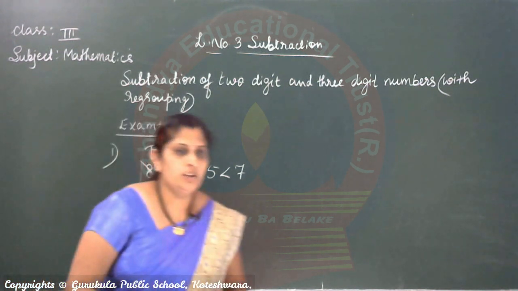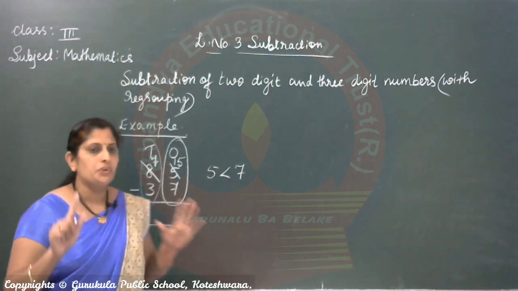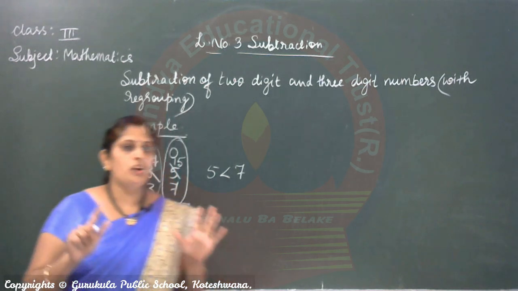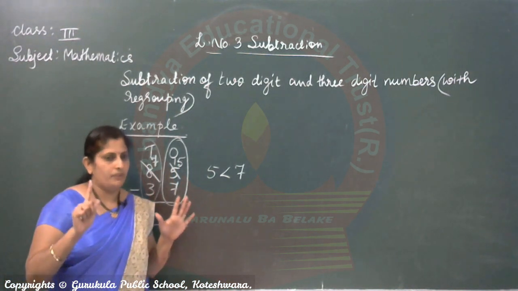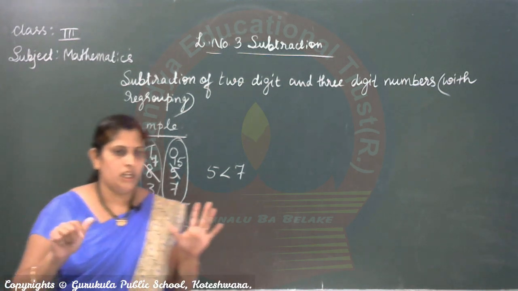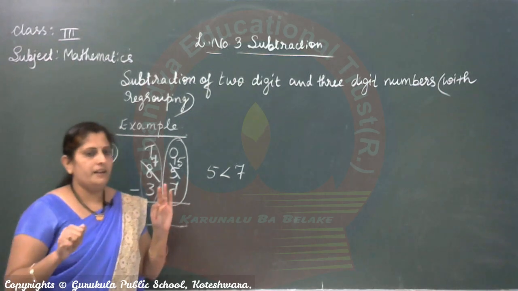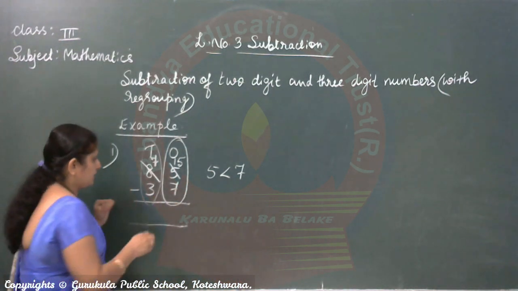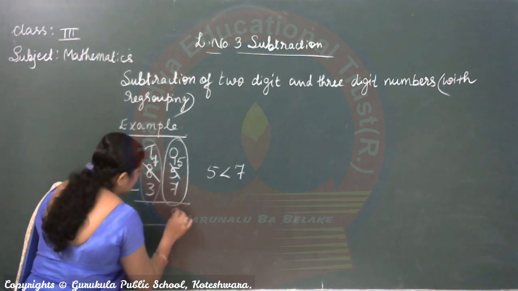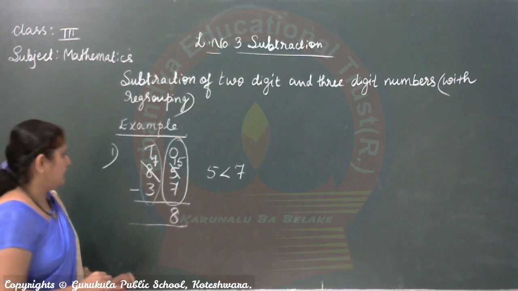15 you keep in your mind, 7 in your hand. Now count back from 15. That is 14, 13, 12, 11, 10, 9, 8. Correct? So 8 ones are remaining in the ones column.